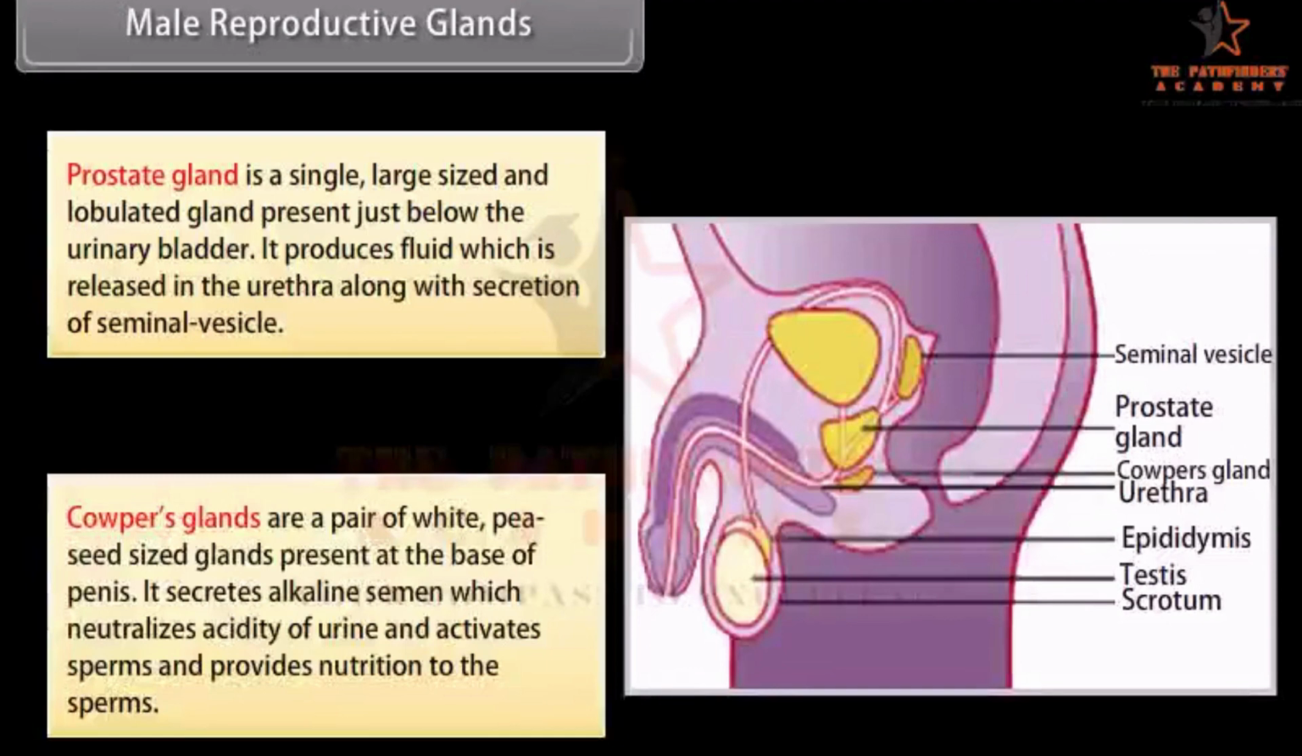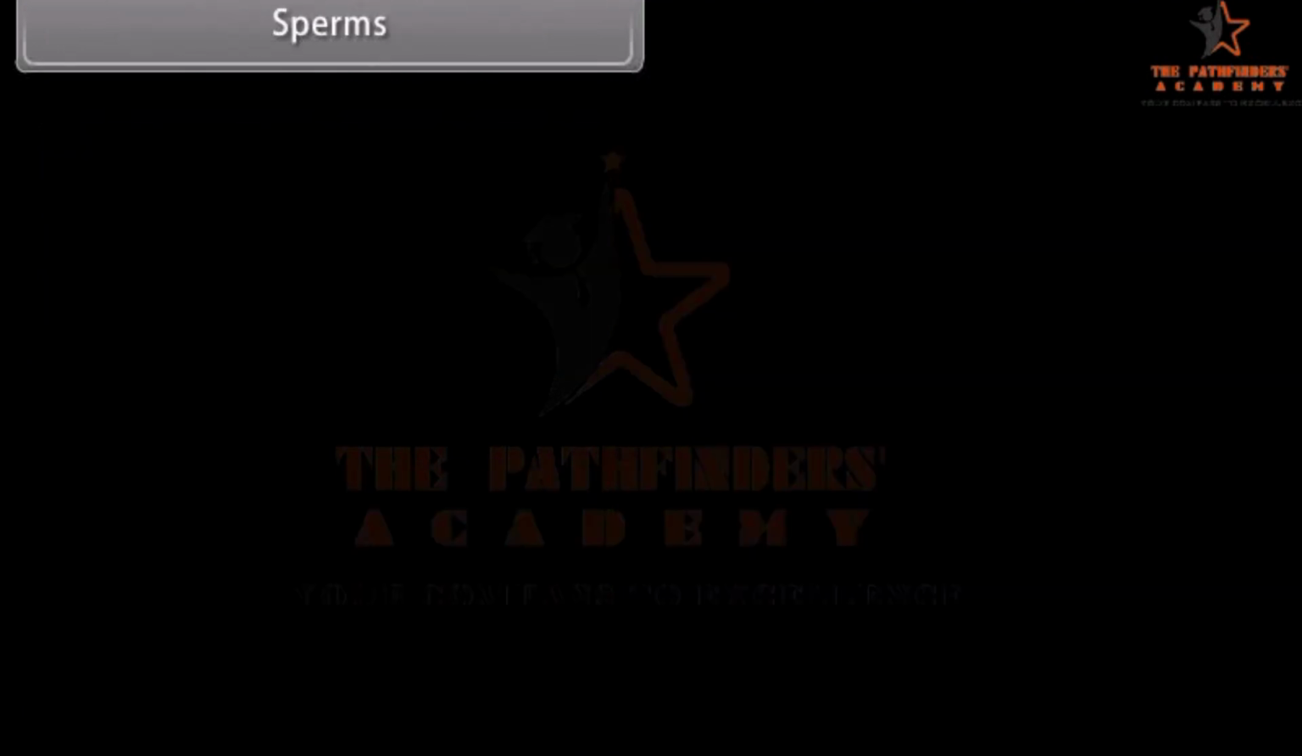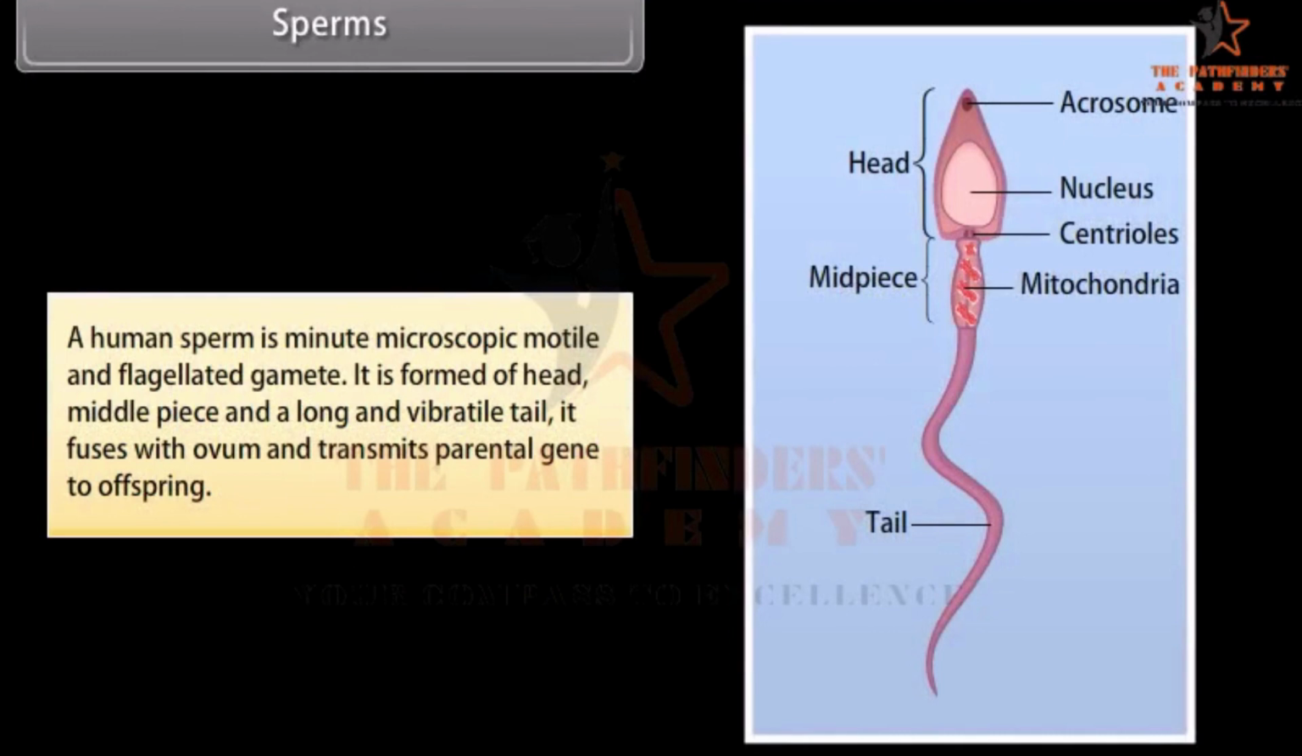Cowper's glands are a pair of white, pea-seed-sized glands present at the base of penis. They secrete alkaline fluid, which neutralizes acidity of urine, activates sperms and provides nutrition to the sperms. Sperms. A human sperm is a minute, microscopic, motile and flagellated gamete. It is formed of head, middle piece, and a long and vibratile tail. It fuses with ovum and transmits parental genes to offspring.